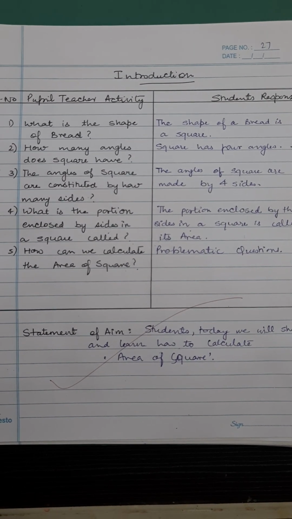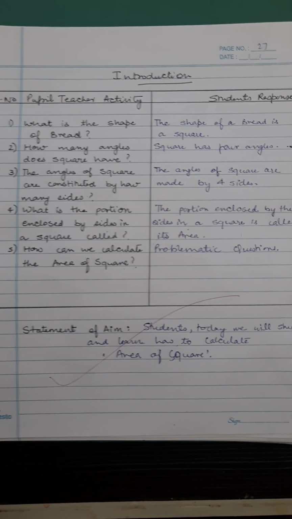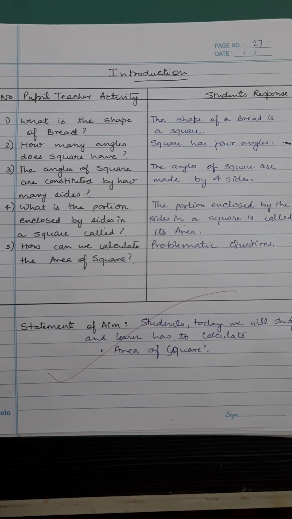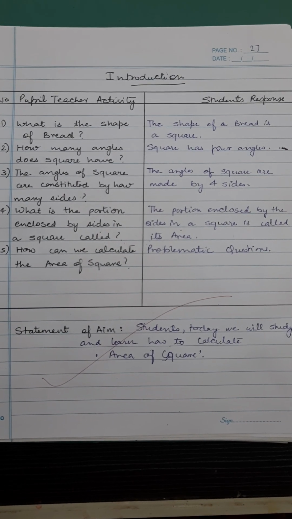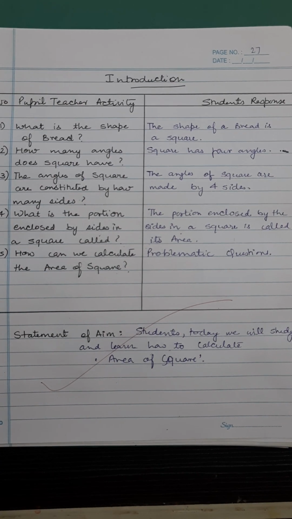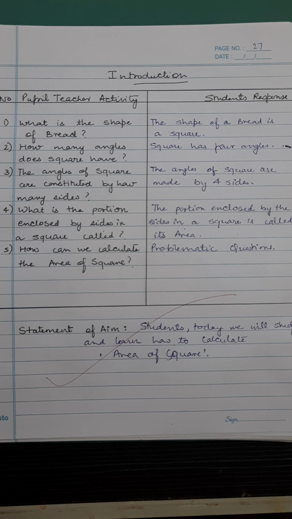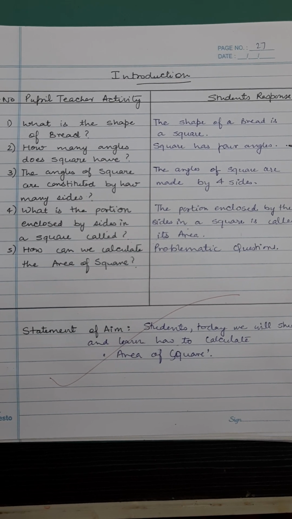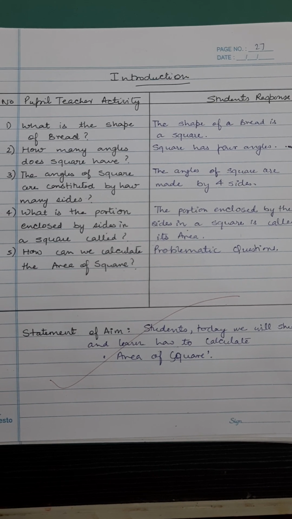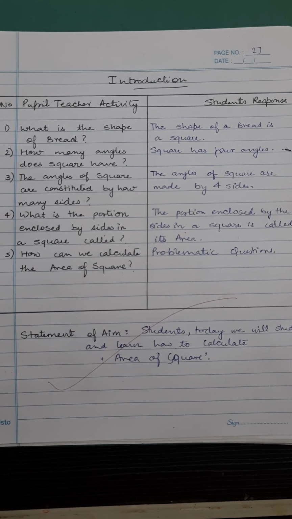So the first question the pupil teacher will ask is, what is the shape of bread? Then the student will respond, the shape of a bread is a square. In this form, the teacher will first ask the question and then a student will respond, and the manner should be zigzag. Then the second question is, how many angles does a square have? Square has 4 angles. Then the third question, the angles of a square are constituted by how many sides? The angles of a square are made by 4 sides.